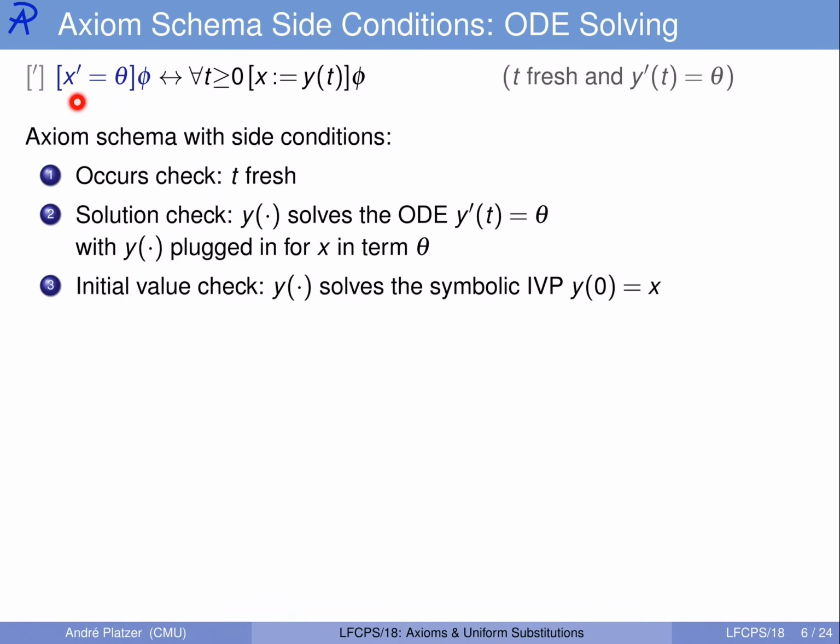The solution y, of course, ought to actually be a solution of a differential equation. So y prime of t is actually the right-hand side theta, or rather the right-hand side theta except with y plugged in for x in the term. So it shouldn't just be a solution of the differential equation. It also needs to respect the appropriate initial value, about which we don't know a whole lot, except we can call it the variable x, whichever value it happens to have had.